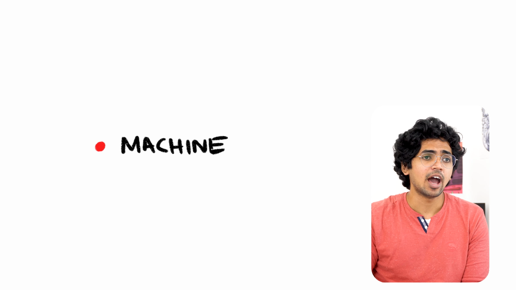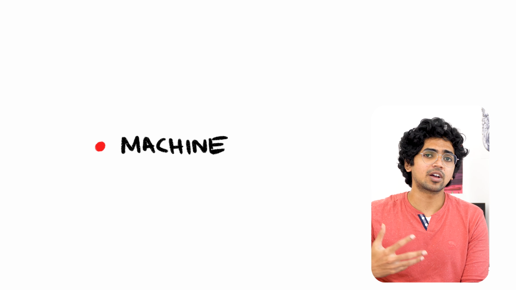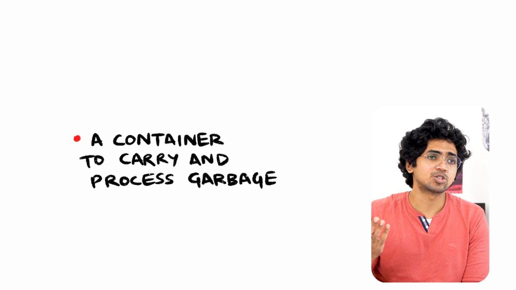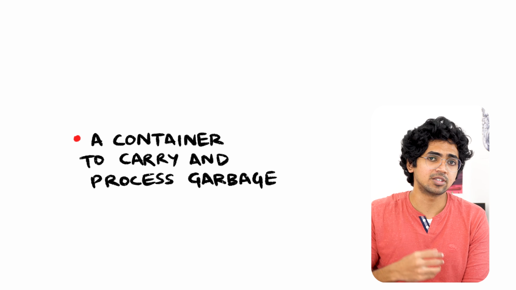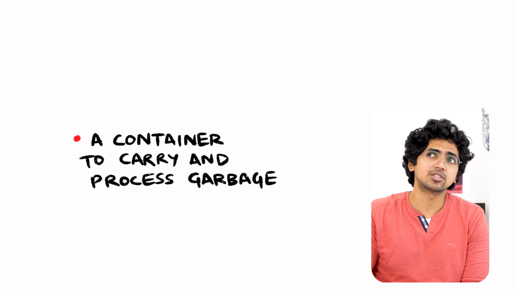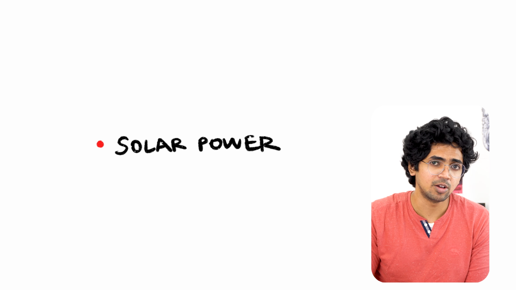So you're doing that, and you're saying, okay, if it's a garbage processor, then it needs some sort of a container to carry and process garbage. Okay, you got that. And then if there is no life on that planet, there's not going to be oxygen. So the character needs to power itself. It needs sustenance, right? So what do you think? Well, I think it can actually use the sun to power itself. Maybe some sort of a solar powering system should be over there.